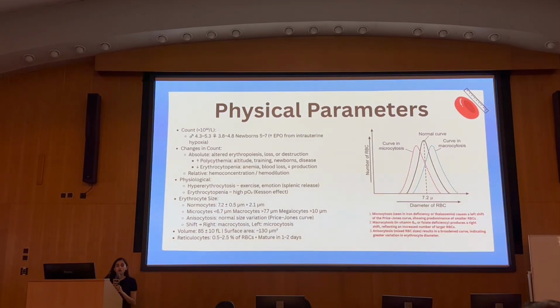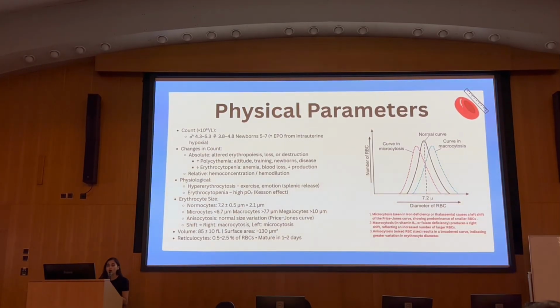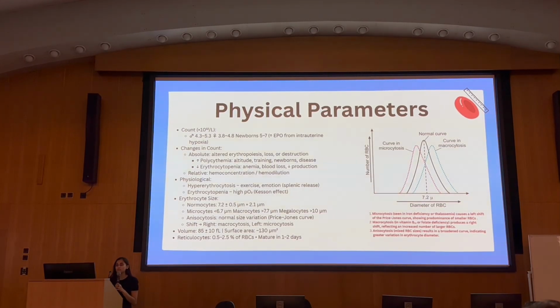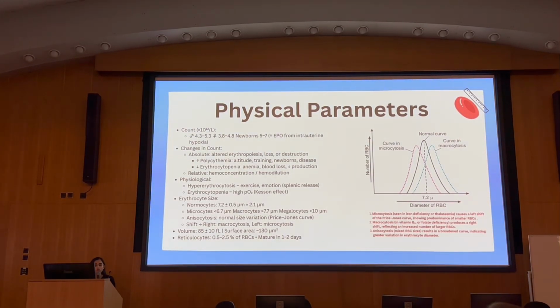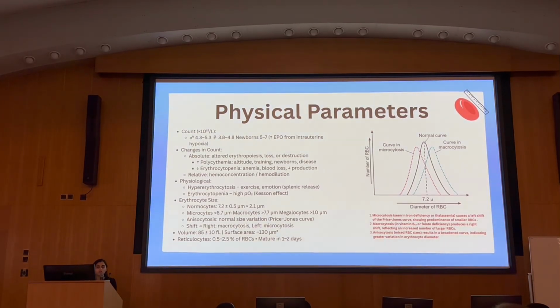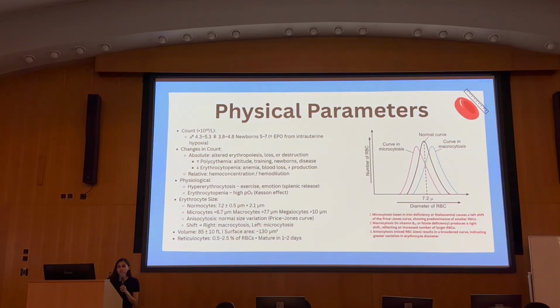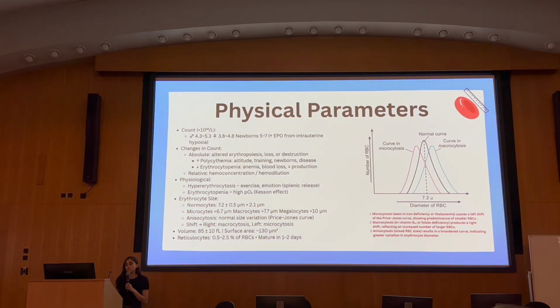So changes in count can be of two types, that is absolute and relative. Absolute is where there is actually a rise or a fall in the number of RBCs. So you get conditions like polycythemia in, say, altitude. So in high altitude, since not enough oxygen is reaching, the body has to create more RBCs so that more oxygen reaches the tissues.